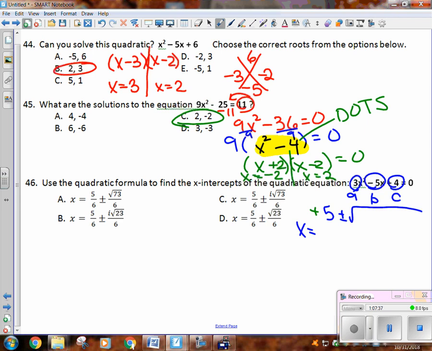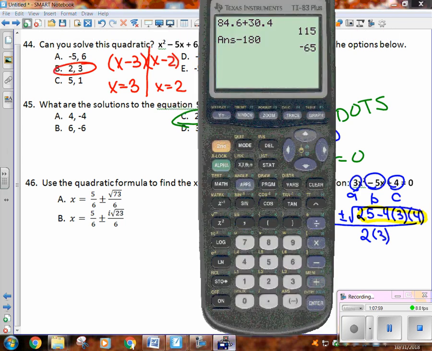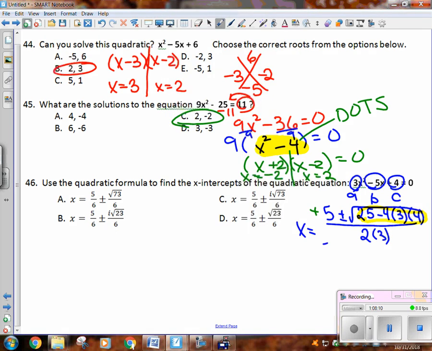Plus or minus square root. Now I'm going to do b squared minus 4ac. B number squared is negative 5 times negative 5 is positive 25. Minus 4 times 3 times 4. All over 2a, 2 times 3. Now, please remember that what I want you to do is take what's under the square root. Don't take the square root and put that in our calculator. So I get 25 minus 4 times 3 times 4, negative 23. Okay, negative 23. So I get 5 plus or minus square root of negative 23, and then 2 times 3 is 6.